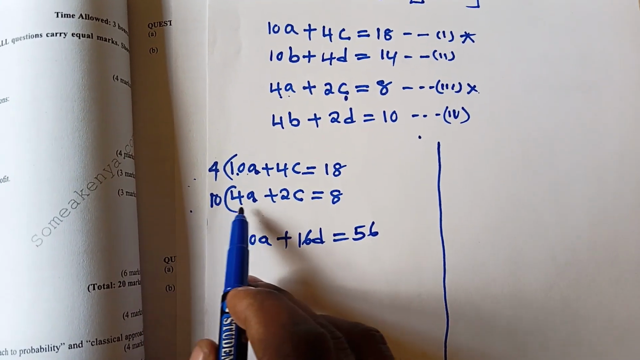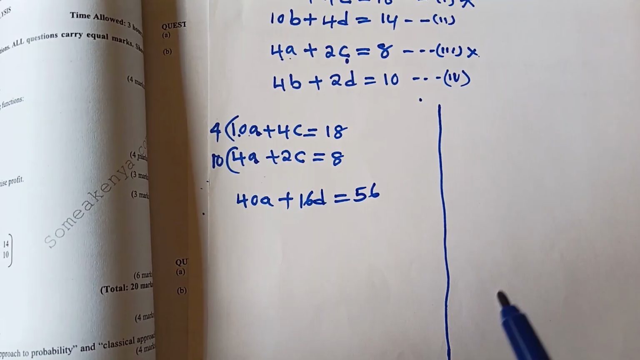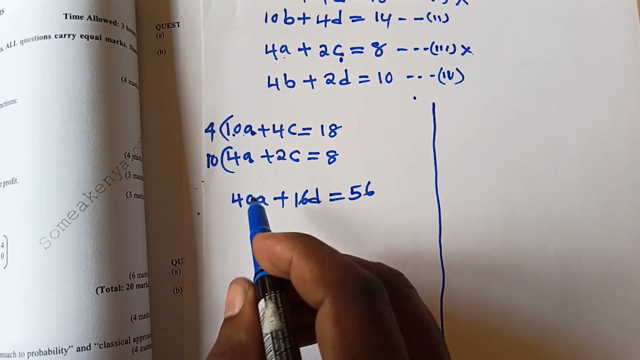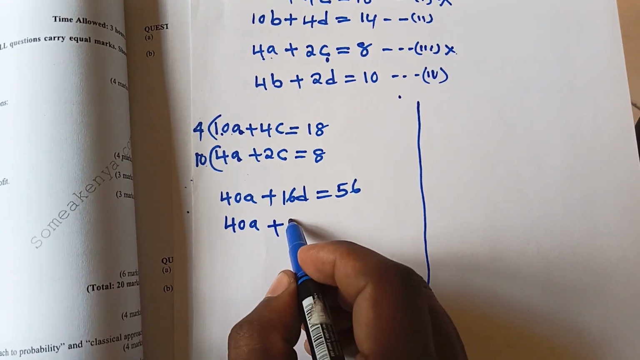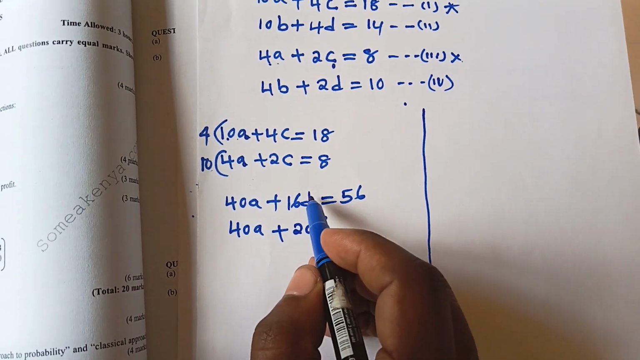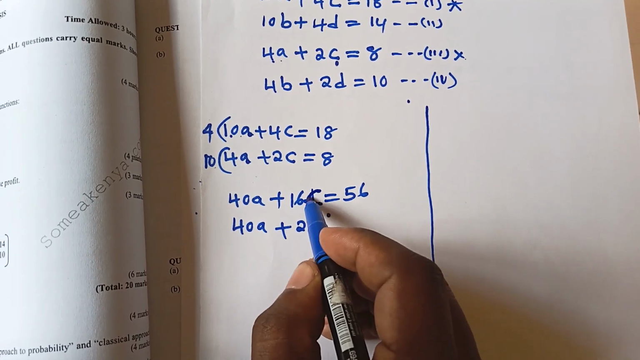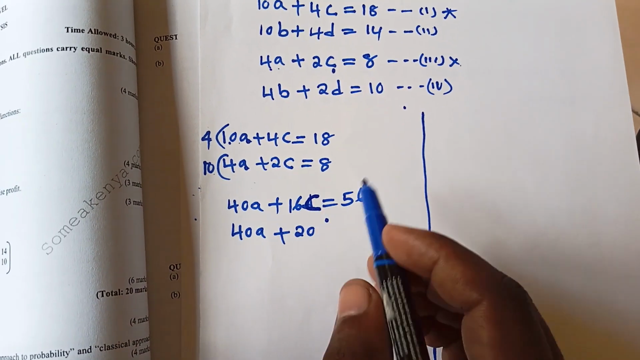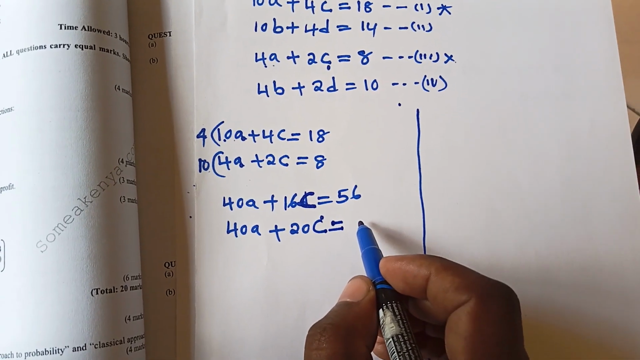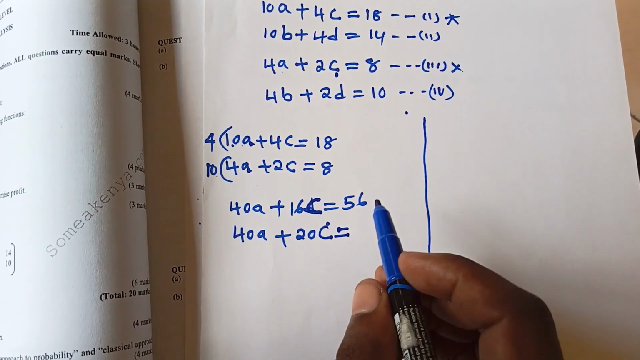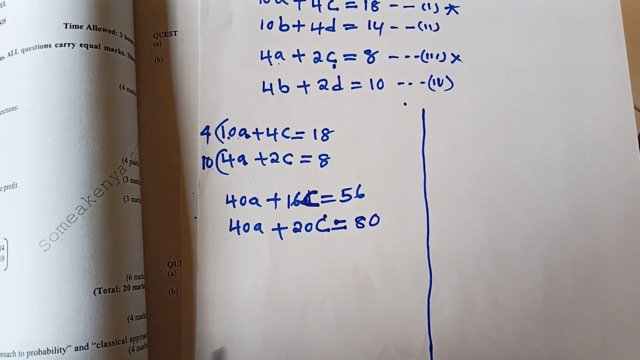Then we go to the second equation. We have 10 times 4, that is 40A. You add 10 times 2C, that is 20C. Then from there, we equate it to 10 times 8, that is 80.